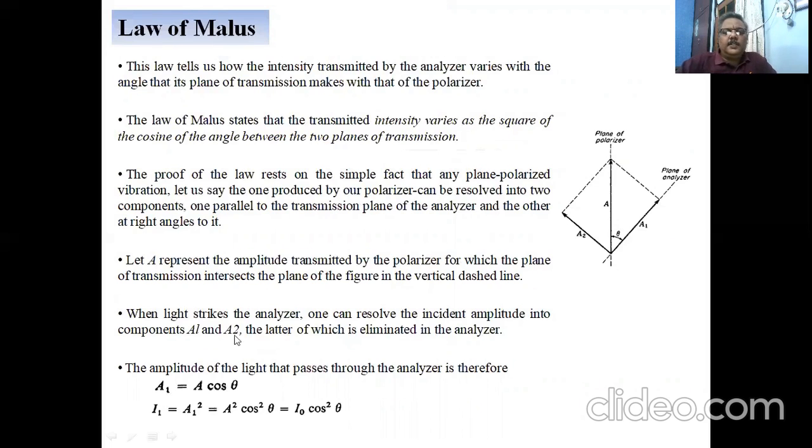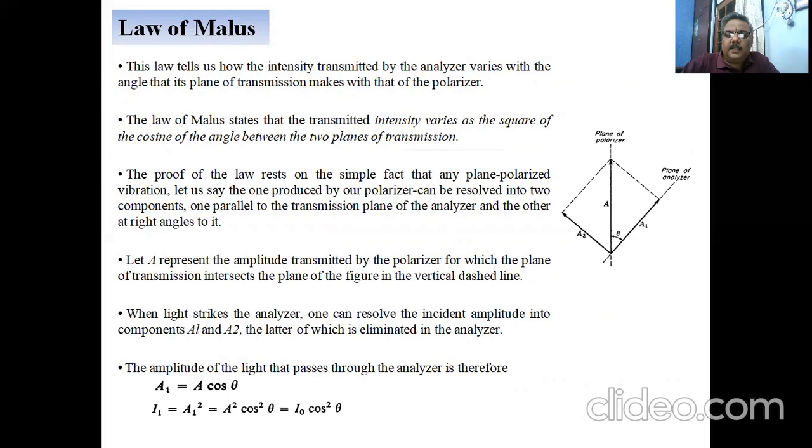Another law is called the law of Malus. This states how the intensity transmitted by the analyzer varies with the angle that its plane of transmission makes with the polarizer. And it says that the transmitted intensity varies as the square of the cosine of the angle between the two planes of transmission.